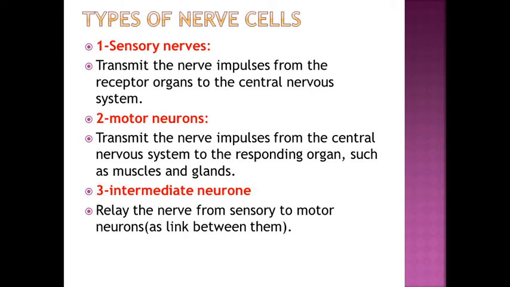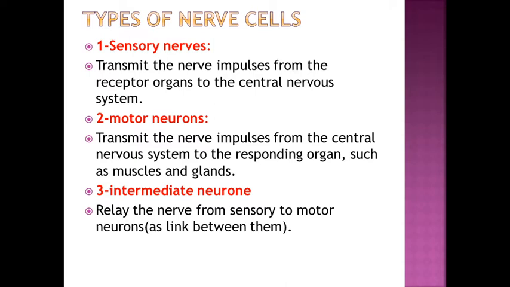There are three types of nerve cells: the sensory nerves, motor nerves, and the intermediate neuron. The sensory nerve transmits nerve impulses from the receptor organ to the central nervous system. The motor nerve transmits nerve impulses from the central nervous system to organs such as muscles and glands.